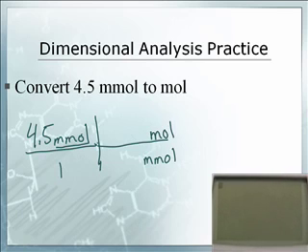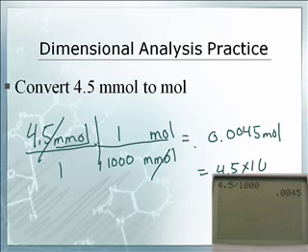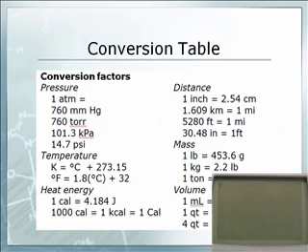And milli, we just did this a minute ago. The bigger unit is the mole unit. Milli is the small unit, so that's 1,000. So it's 4.5, and the thousand is on the bottom, so you would divide. The millimoles cancel. 0.0045, or you could say 4.5 times 10 to the -3rd, either way, which is also 4.5 times 10 to the minus 3rd moles. Same answer.